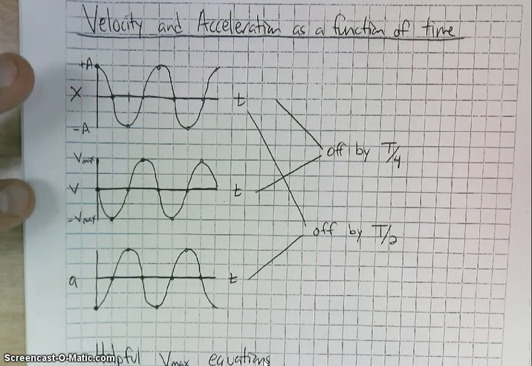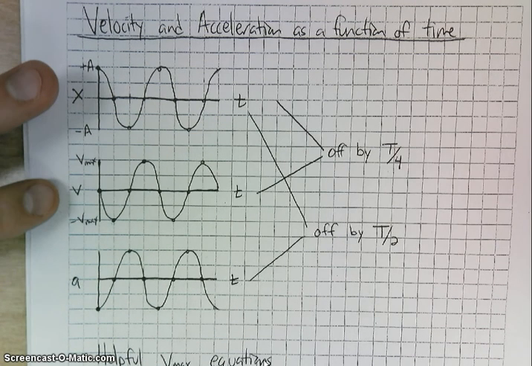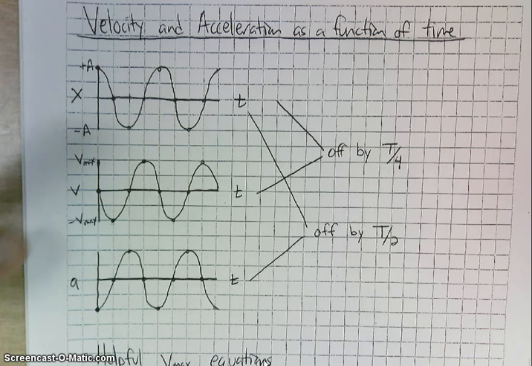Now that should also give you a little bit of an indication as to why, and we'll talk about this in a second, when one of the position equations is cosine, the other one is sine, or when this is sine, this is cosine, and so on and so forth. They're always a little bit out of phase with each other.